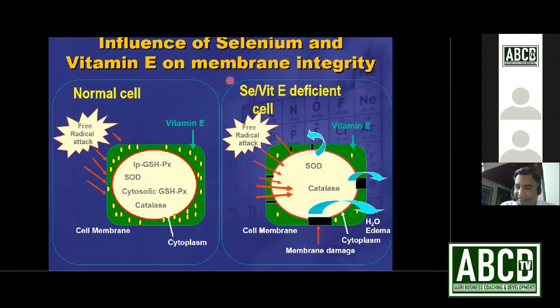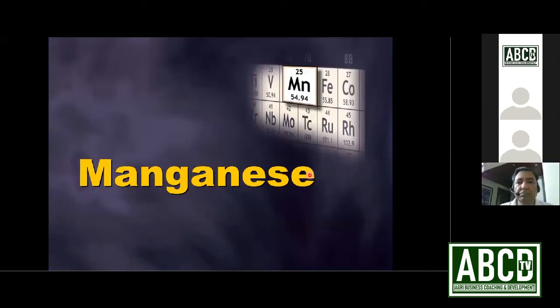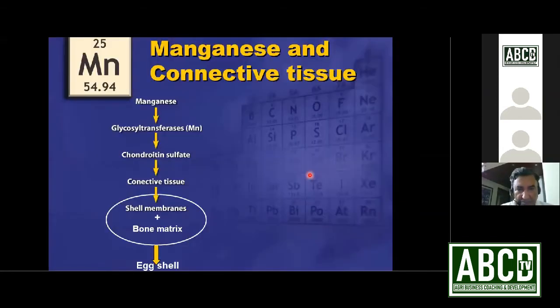In case you have a deficiency of vitamin E and selenium, the free radicals are really free to damage the membrane and also to damage the proteins that you have inside the cytoplasm. So it's very easy for them to cause a rupture of the membrane and all kinds of problems with proteins inside the cytoplasm. What about manganese?